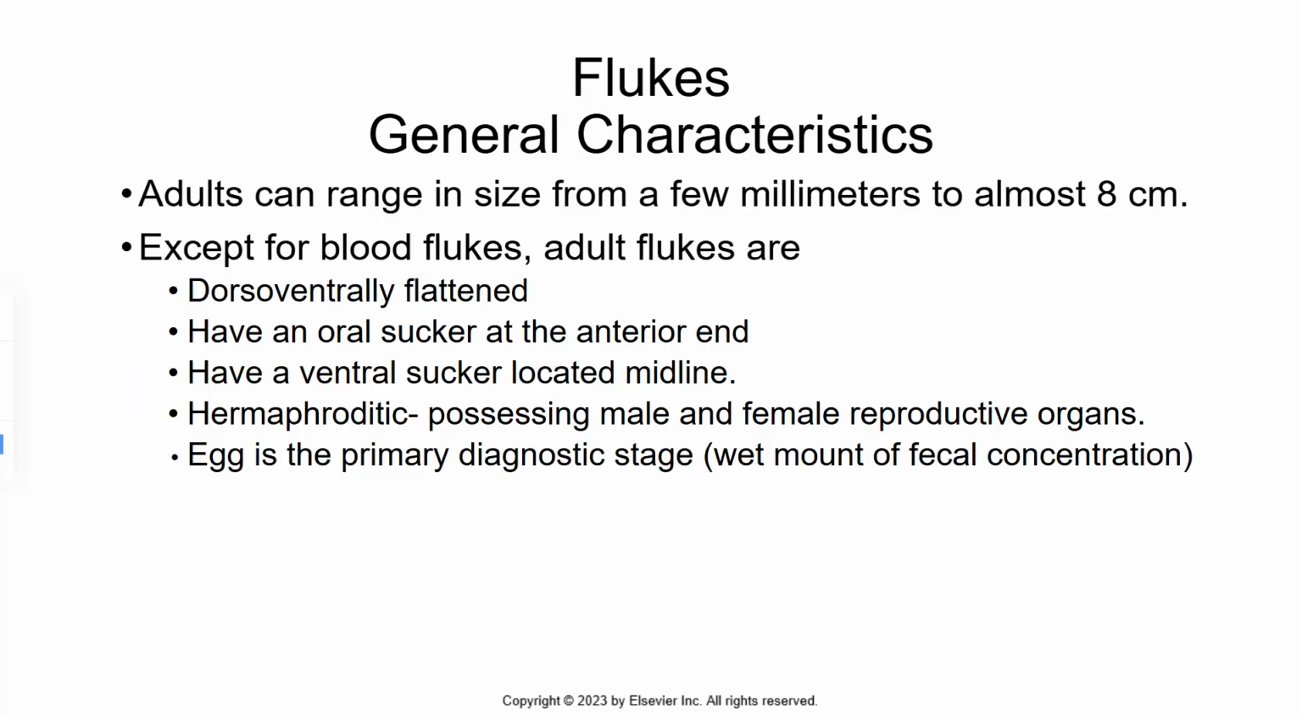In general, adult flukes can range in size from a few millimeters to almost 8 centimeters. Except for blood flukes, adult flukes are dorsoventrally flattened, have an oral sucker at the anterior end, have a ventral sucker located in the midline, and they're hermaphroditic, possessing male and female reproductive organs. The egg is the primary diagnostic stage. We do a wet mount of fecal concentration to look for the eggs.